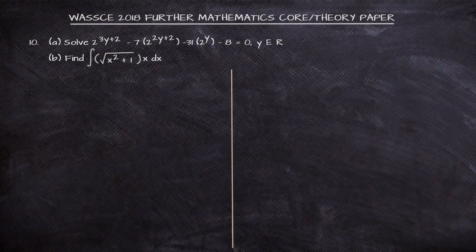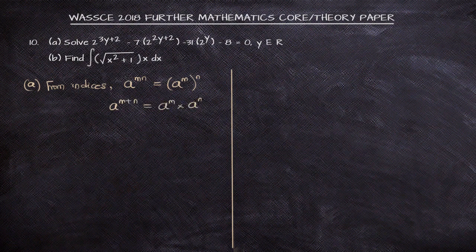We have this equation that we're asked to solve, and it's an equation with respect to indices. Here, we are going to be employing the laws of indices, and particularly the laws we want to note are that when you have a raised to power m, all raised to power n, that is a raised to power m times n, and a raised to power m plus n is a raised to power m multiplied by a raised to power n.